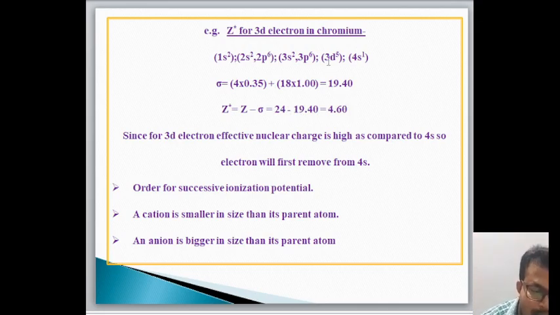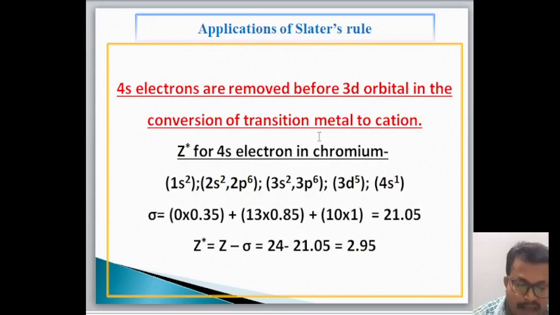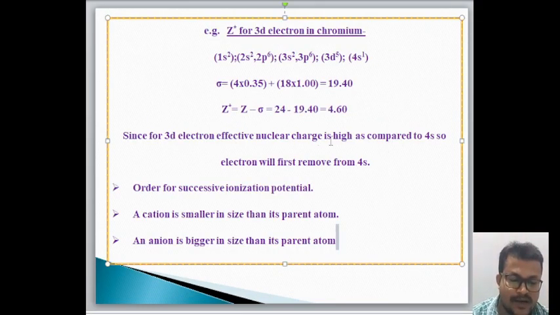That means the effective nuclear charge felt by this particular 3d electron is 4.60, and the effective nuclear charge felt by the 4s electron is 2.95. As the effective nuclear charge for the 3d orbital is higher, while converting the metal into its cation, the electron will be removed from the 4s orbital, not from the 3d orbital.